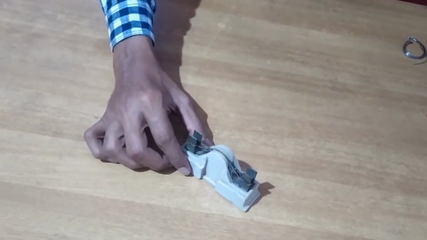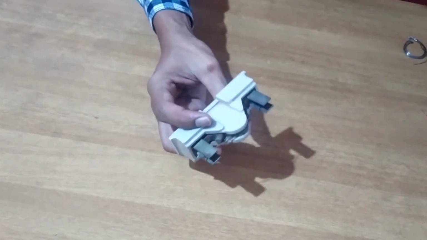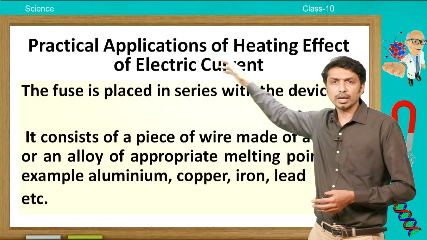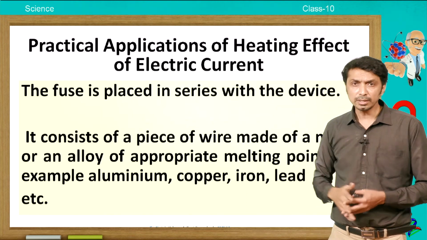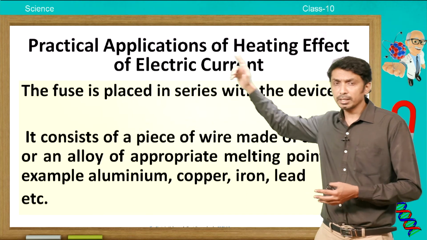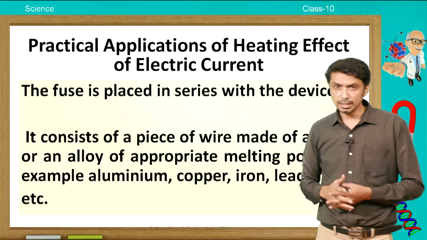Fuse is covered by porcelain. Why do we need this? So, this porcelain acts as insulator. The fuse will avoid the flow of electrical current to the device. So, remember, the fuse is always connected in series.